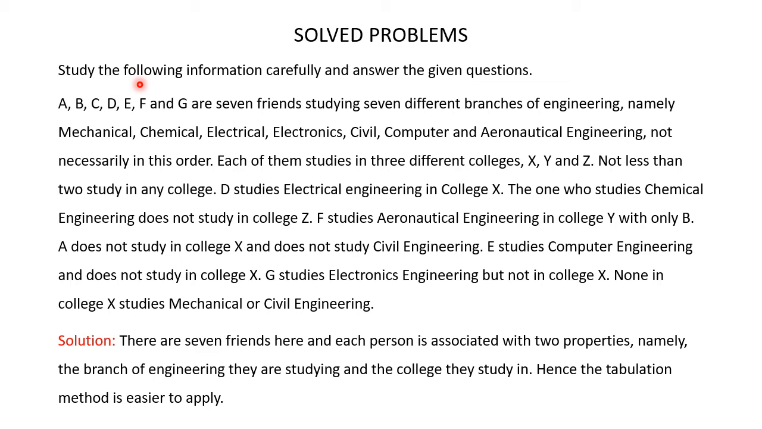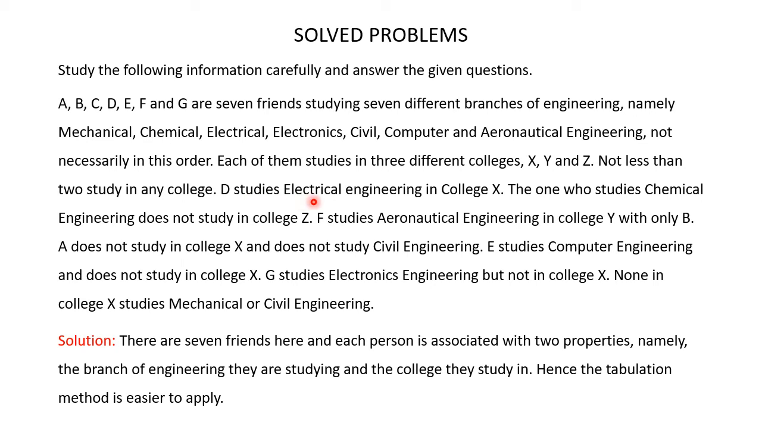Study the following information carefully and answer the given questions. A, B, C, D, E, F, and G are seven friends studying seven different branches of engineering, namely mechanical, chemical, electrical, electronics, civil, computer, and aeronautical engineering, not necessarily in the same order. Each of them studies in three different colleges, X, Y, and Z. Not less than two study in any college.